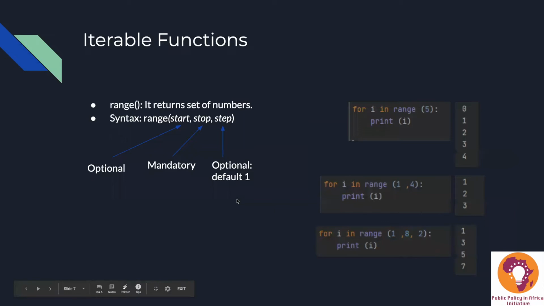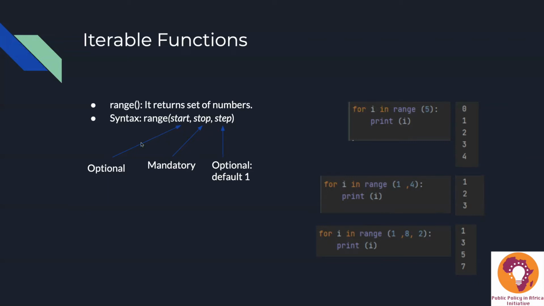So iterable functions. Range is an example of an iterable function. It returns a set of numbers. The syntax is range, start, stop, and step. Start is an optional argument, so if you leave it out, it'll just start at 0. Stop is a mandatory argument, so if you only enter a single value into range, that's going to be your stop value. And then step is again optional, and it defaults to 1.